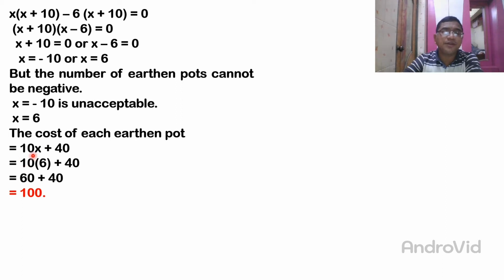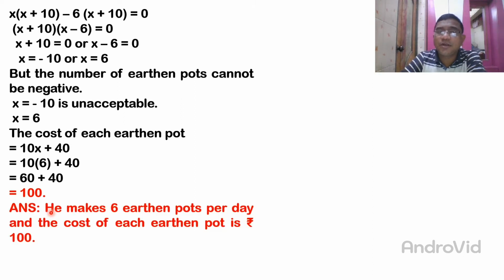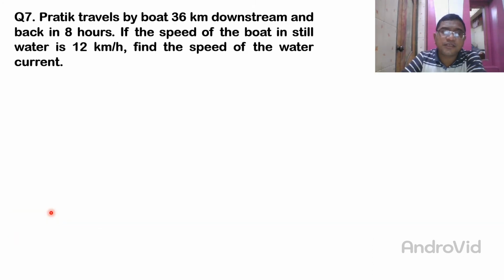So the cost of each earthen pot is 10x plus 40. 10 remains as it is, x is equal to 6, plus 40. 10 sixes are 60, so I write 60 plus 40, which is 100. So 100 is the cost of each pot, and the number of pots made by Kasam is 6. Do you understand, my students? Then we are going to see the next problem.